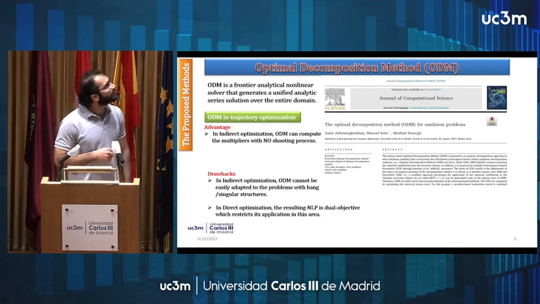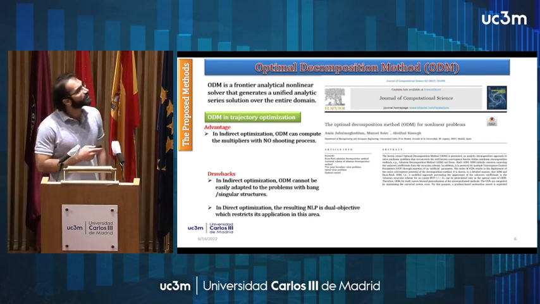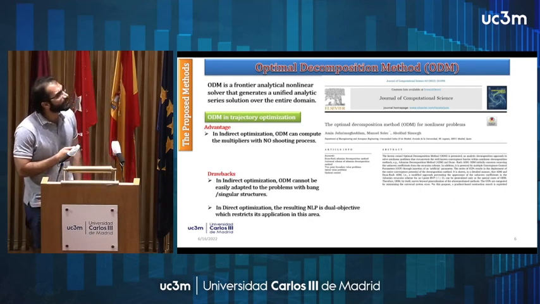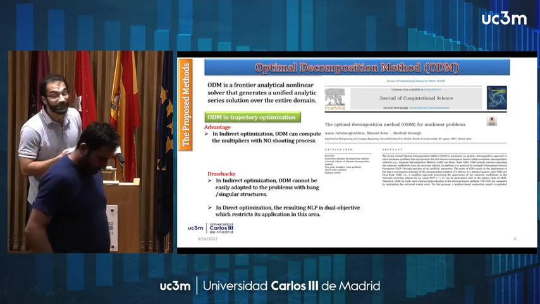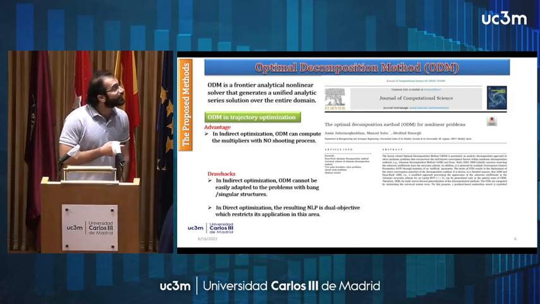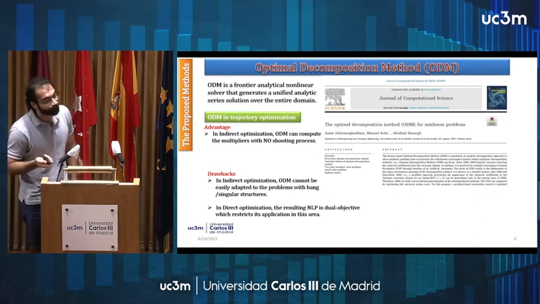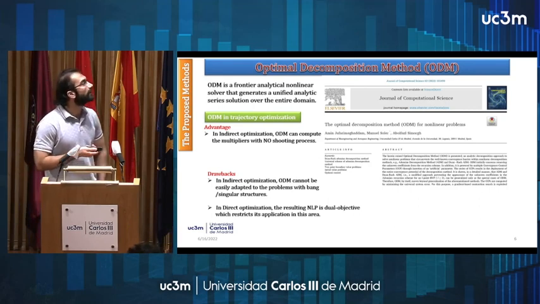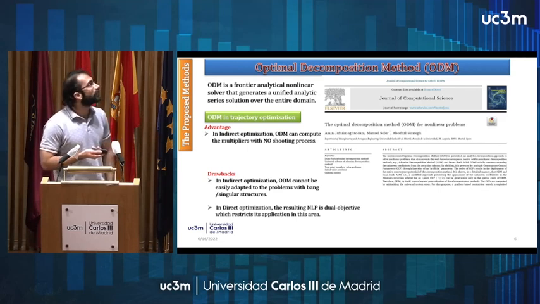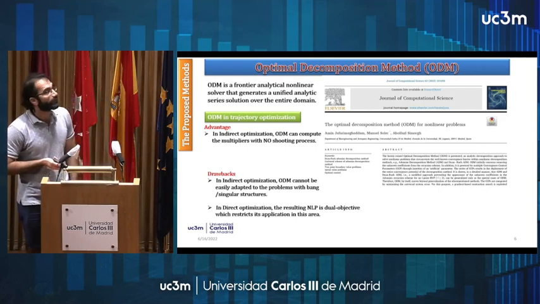The drawbacks are that in indirect optimization, ODM cannot be easily adapted to problems with singular or bang structures. And in direct optimization, the resulting NLP is essentially a dual objective function, which restricts the application of ODM.